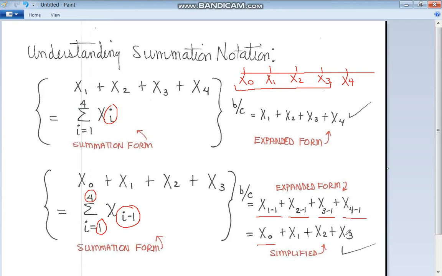So the only difference between these two is that the index on the terms changed. The index on the summation notation, that didn't change. Look, that is the same as this one. The i's didn't change there. The only place the indices changed were on the subscript of the terms. Now let's go on to another idea involving left and right endpoint summations.